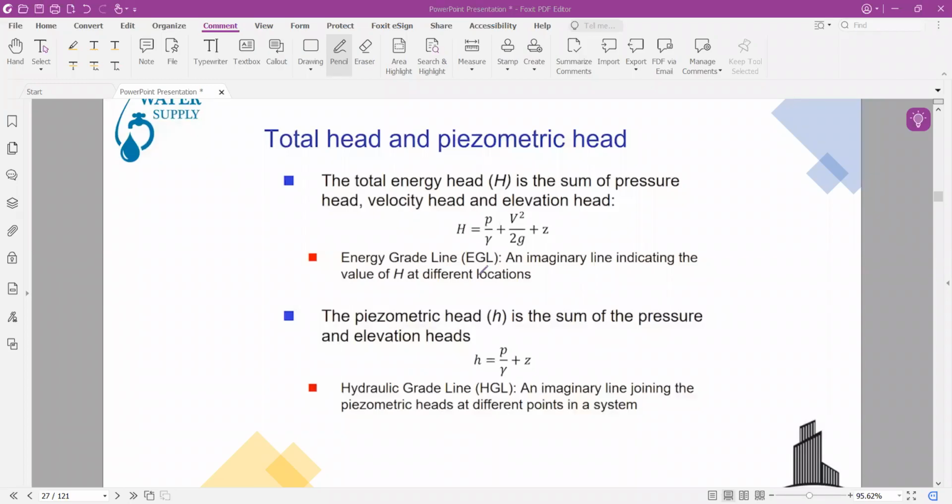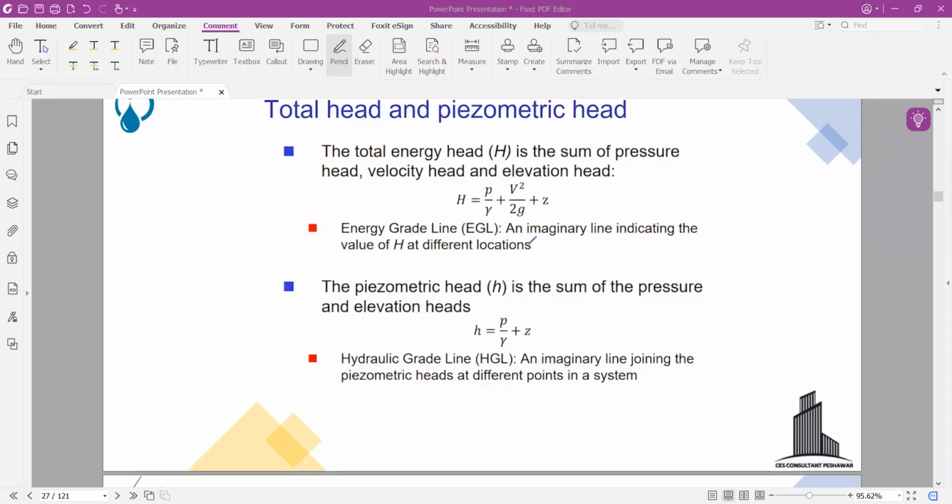Okay, so the pressure head at any point when the fluid flows through the pipe... the total head is equal to the pressure head plus the velocity head plus the elevation head. So basically the total head is denoted by the energy grade line. It is basically an imaginary line indicating the total head at different locations. And the piezometric head, or the hydraulic grade line, is basically the sum of the pressure head and the elevation head.